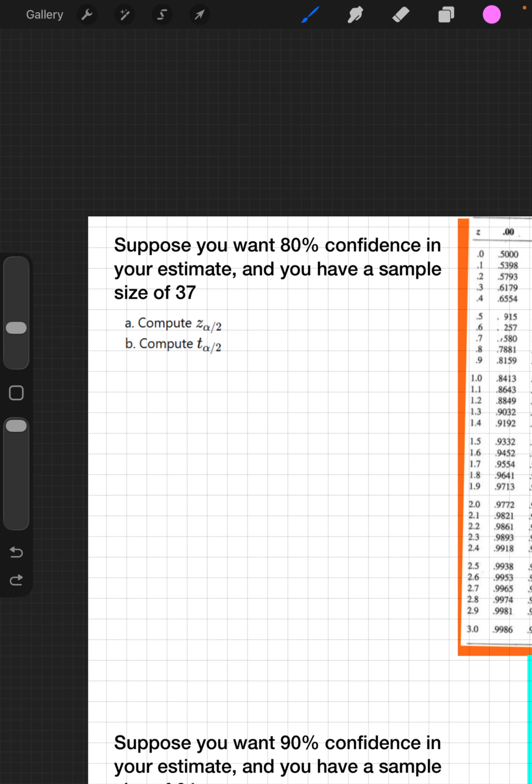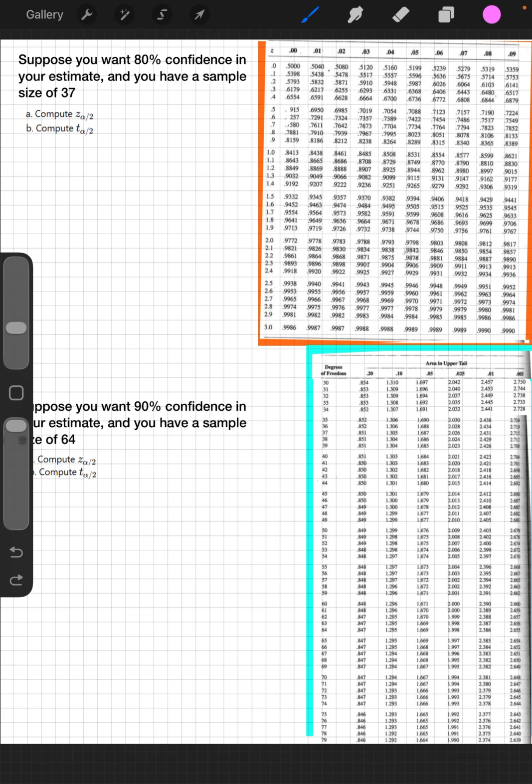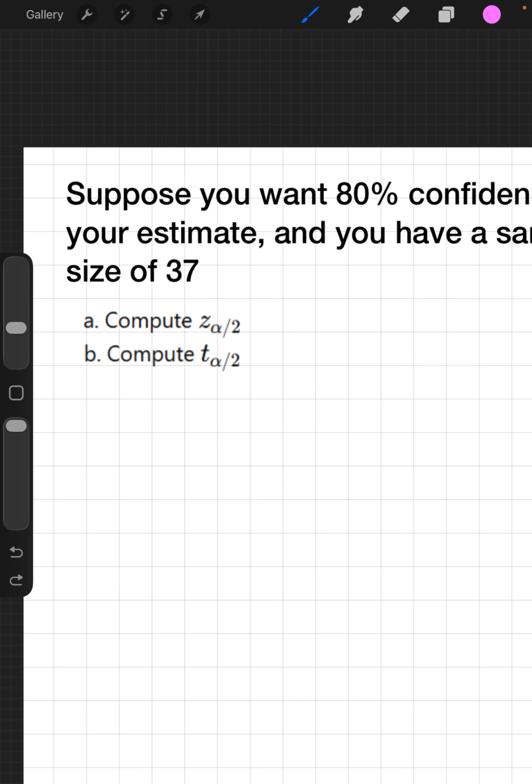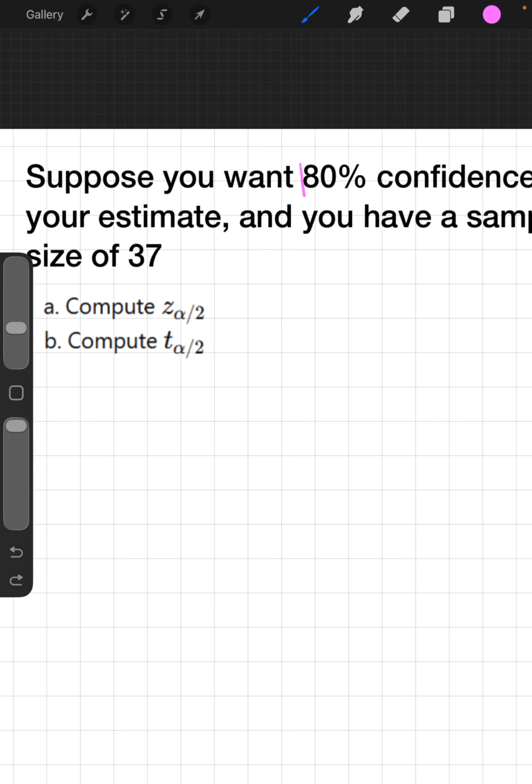Hi everyone, in this video I'm going to show you how to compute the z and the t. I thought it would be better to show you how to do them side by side than two separate videos just for z and just for t. So to find the z, first we're going to find our confidence interval, which is going to be 0.80.